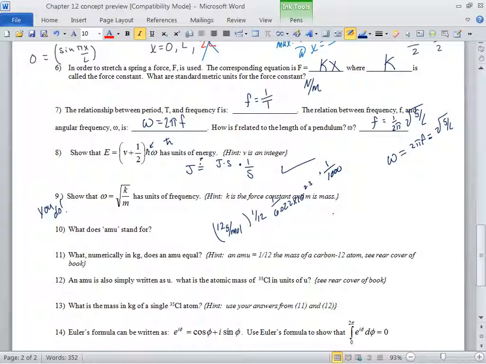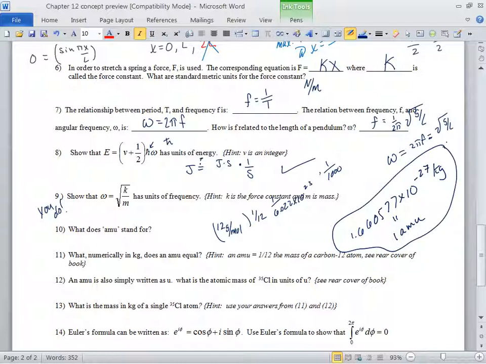So what did you get? 1.67 times 10 to the negative 26. Well, more digits though. Who knows what we're going to need? 1.660577 times 10 to the negative 27 kilograms equals 1 AMU. Okay, you should probably write that. If you have your book, write that on the inside front cover or somewhere.